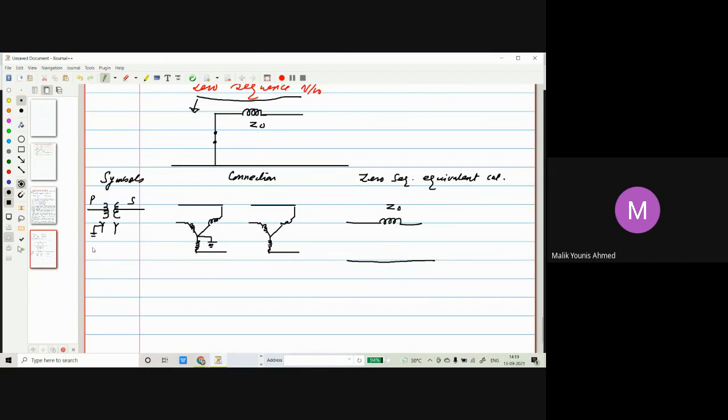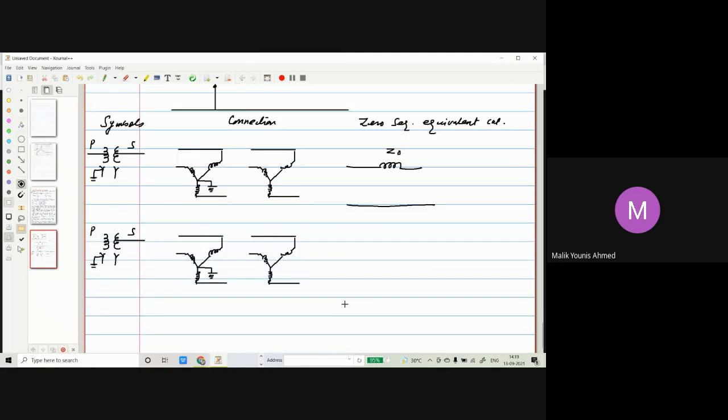Now next we have star connected neutral grounded and star connected neutral grounded. So I will copy this complete and paste. Now next we have star connected neutral grounded here. Primary as well as secondary is star connected neutral grounded.